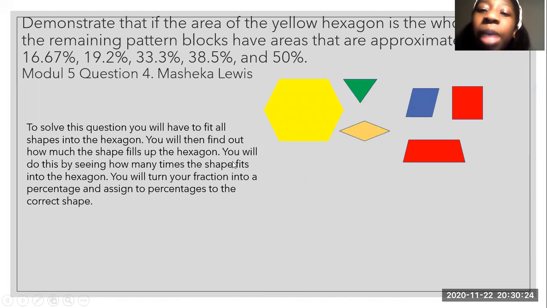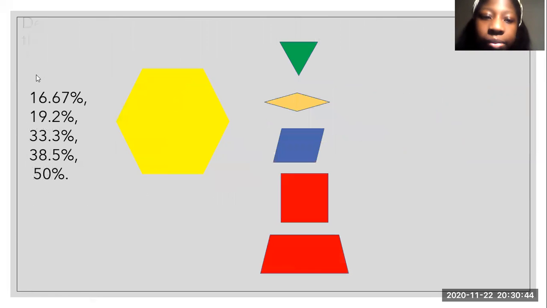The next problem is we have these many shapes, and we're trying to fit them into the hexagon. So what we have to do is see how many times the shape will go into the hexagon, and then we'll find a percentage, and they give us the percentages. So what we have to do is assign these percentages to the shapes. Okay? So I have our percentages right here, and then our shapes.